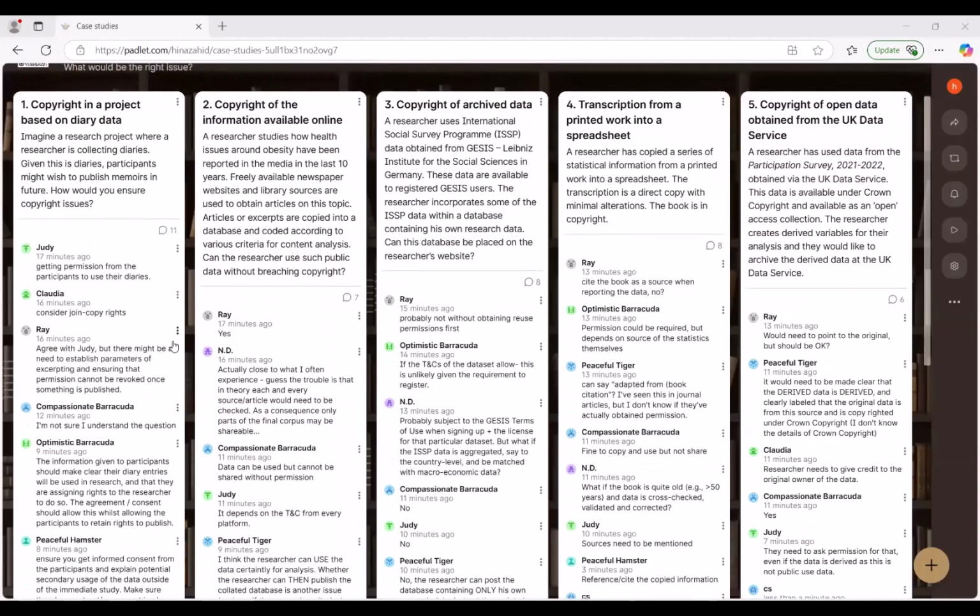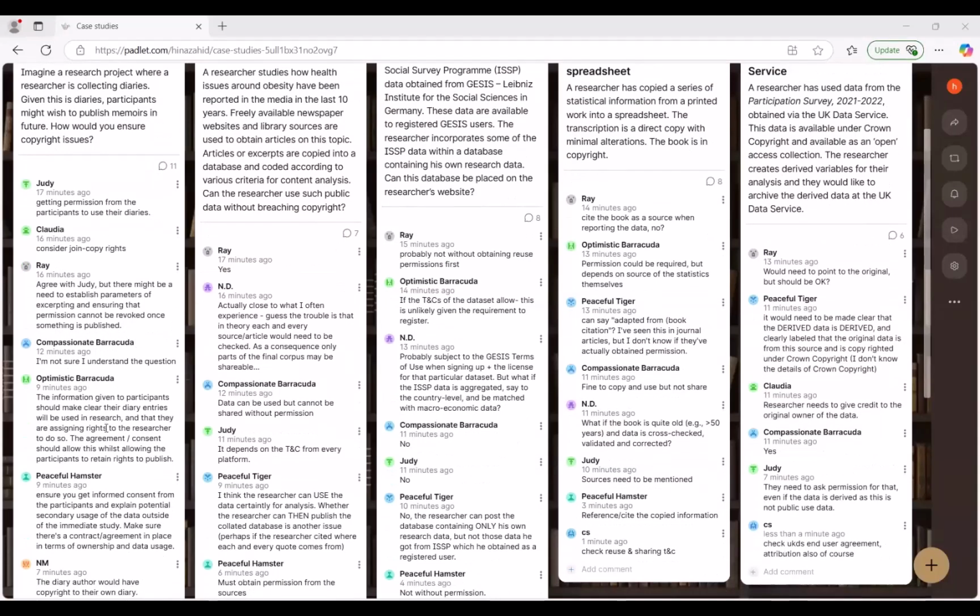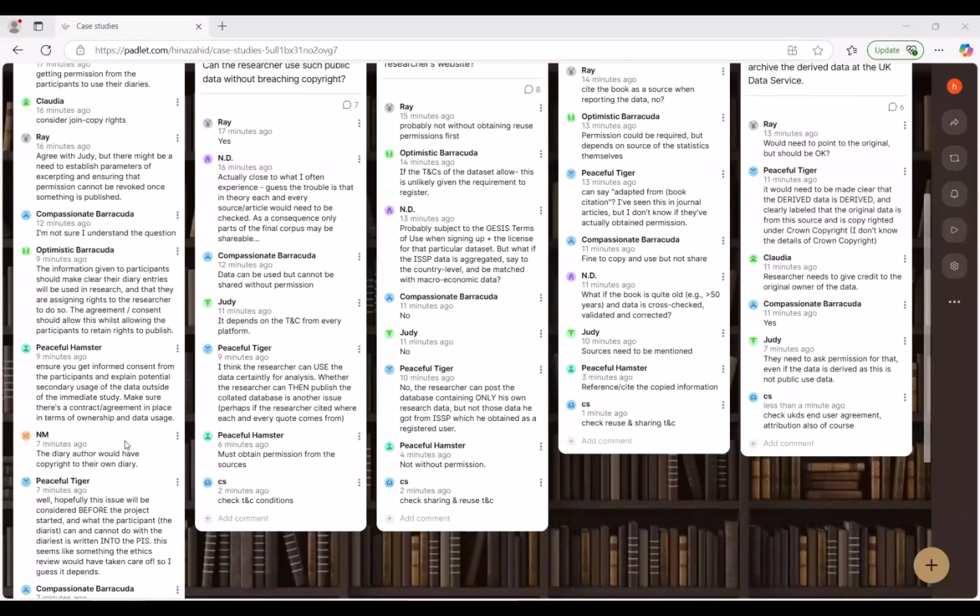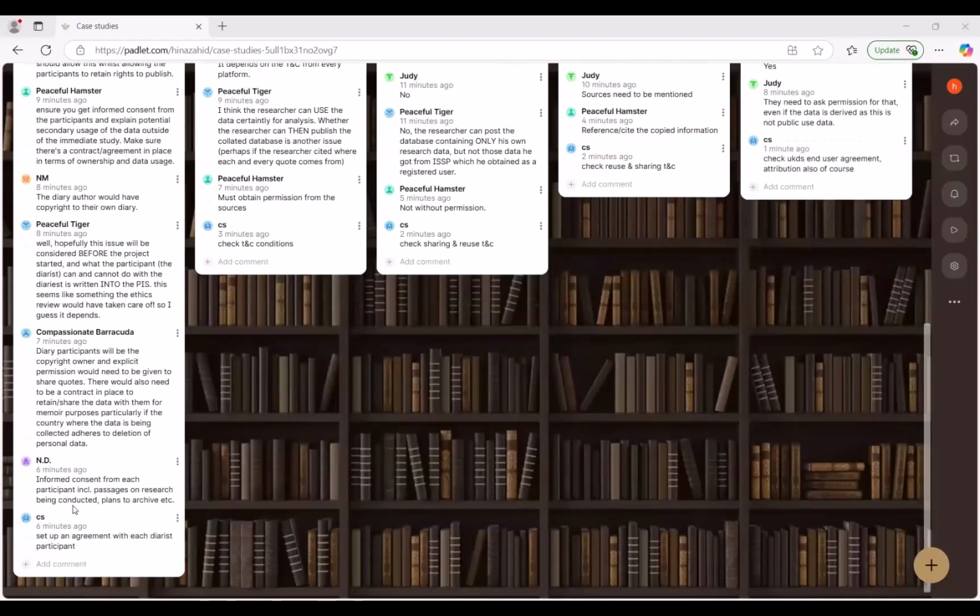So the first scenario was copyright in a project based on diary data. I have read all the comments, and each of the comments, you are right. You can use the information obtained in the discussions or from the diaries for your own research. However, when it comes to data sharing or publishing, you do need to obtain permission from the participants to share their personal information. So you need to obtain consent, as some of you have mentioned, and permission to use the data for future research.